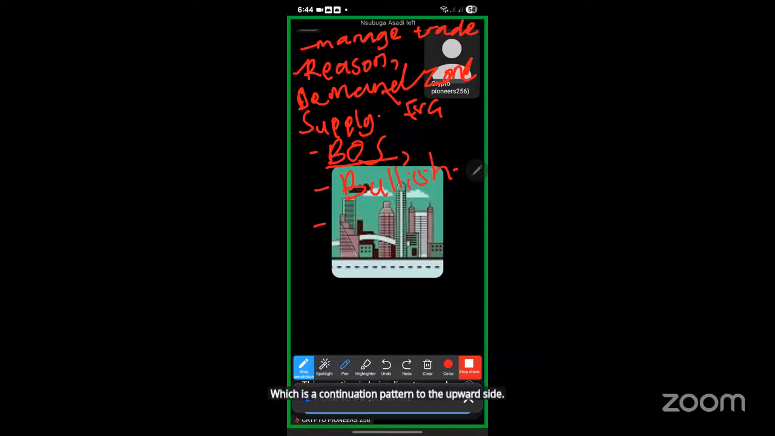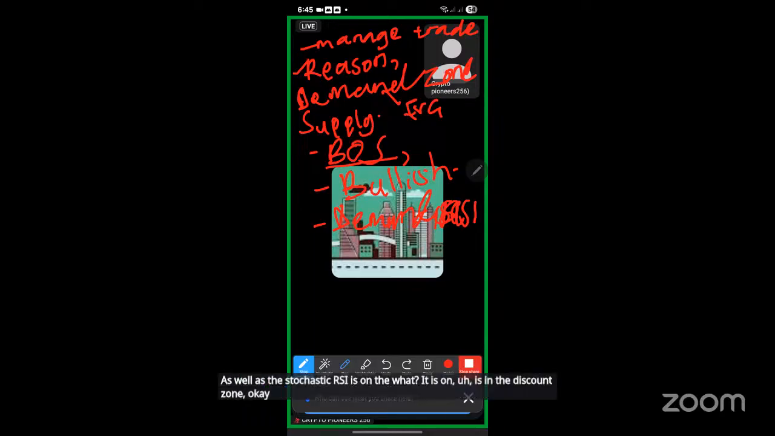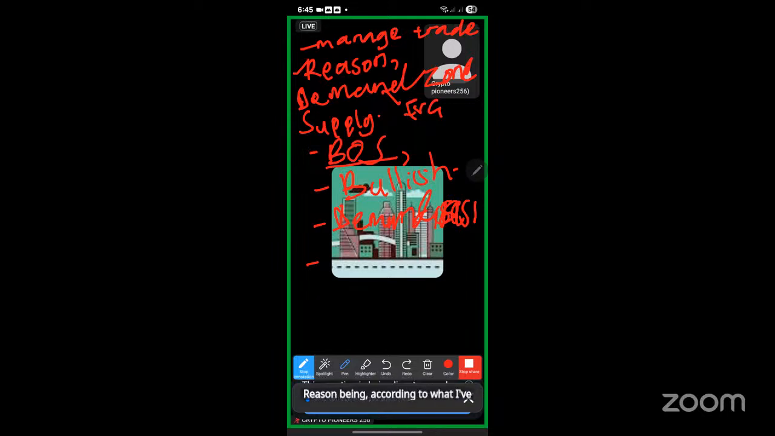You can say I'm entering this trade, reason being, I've seen that the coin is on the demand zone as well as the stochastic RSI is in the discount zone. Okay, I can say let me enter this trade. Reason being, according to what I have seen, this trade will give me a 6%.